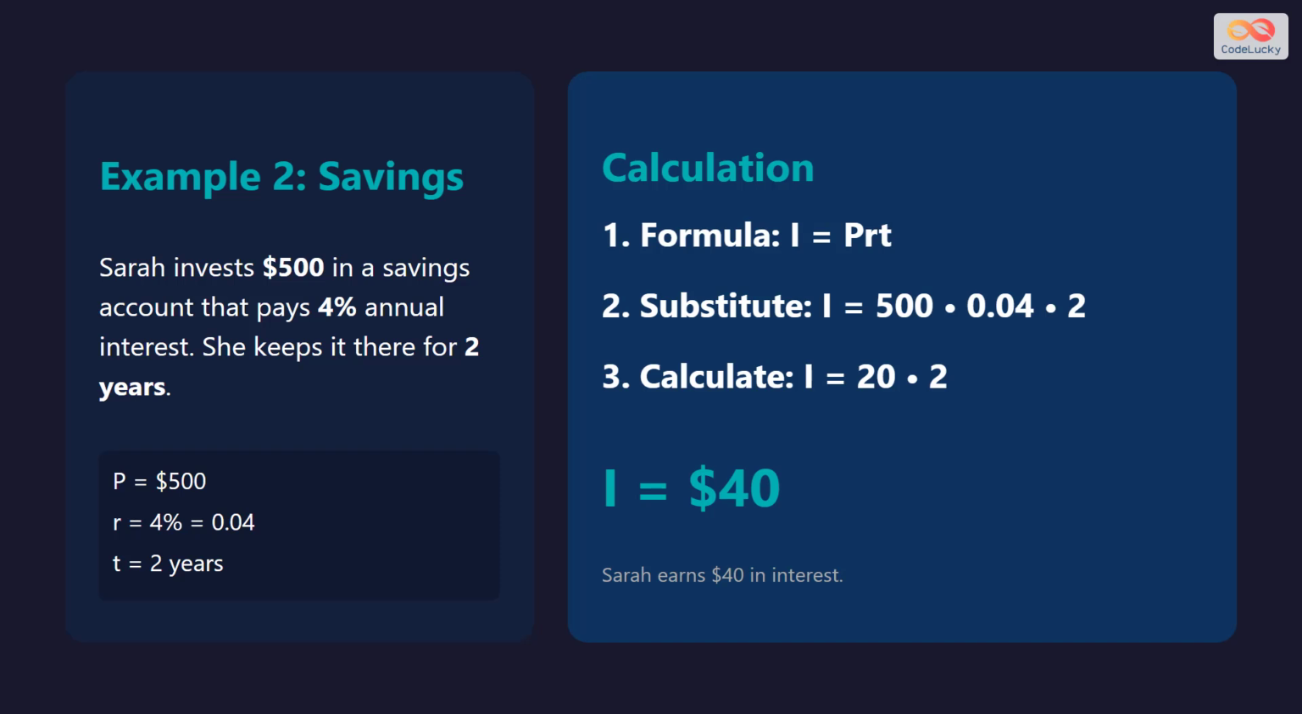Now let's try an investment example. Sarah puts $500 into a savings account with a 4% annual interest rate for 2 years. Using the formula, we multiply 500 by 0.04 by 2. This gives us $40. Sarah earns $40 just for keeping her money in the account.